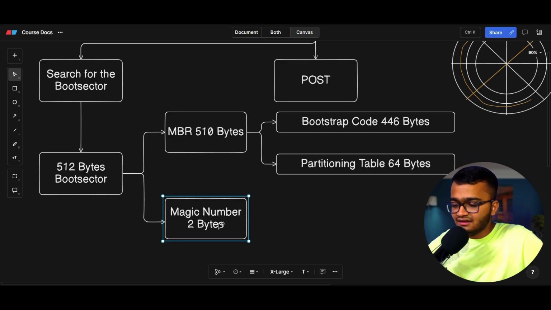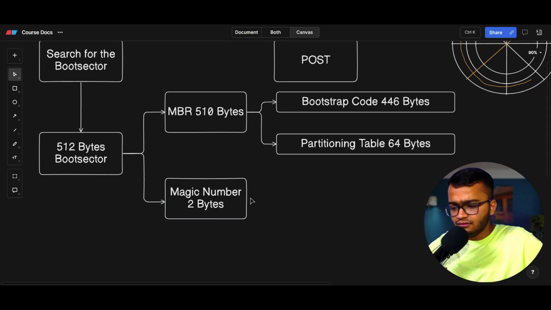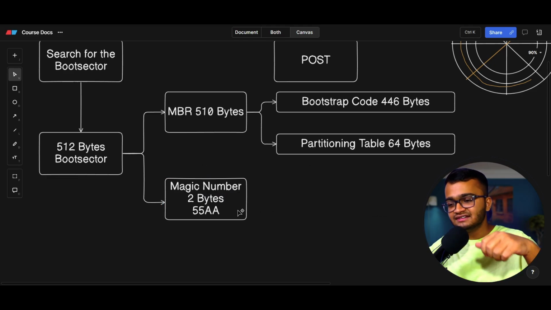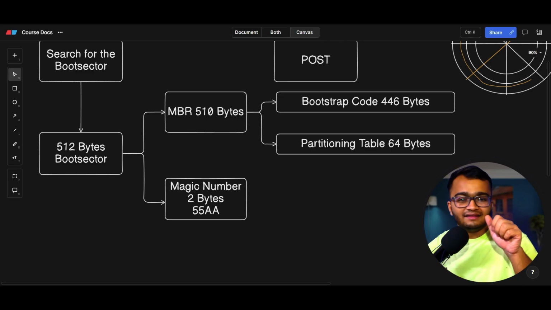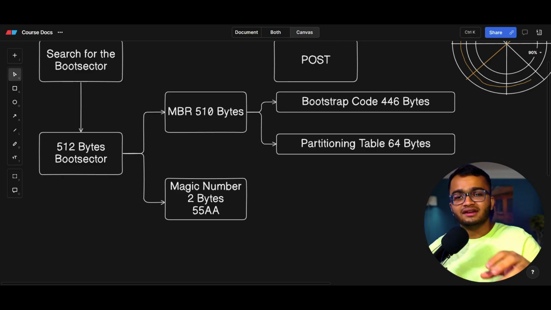Now I have mentioned that out of the 512 bytes, the remaining 2 bytes are the magic number bytes. This magic number consists of 55 AA. So what is 55 AA? 55 AA is actually a signature which tells that yes, this sector consists of the bootloader. 55 AA is particularly the signature which signifies to the ROM BIOS that yes, this is the boot sector, here is where the operating system is present, and you need to load it into the RAM.